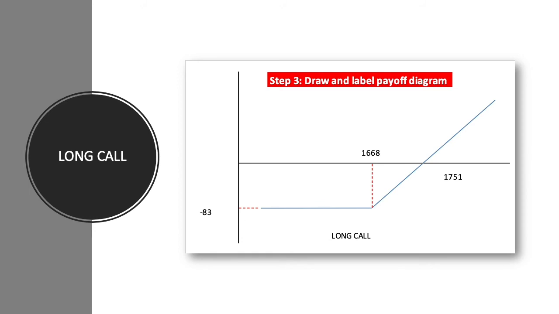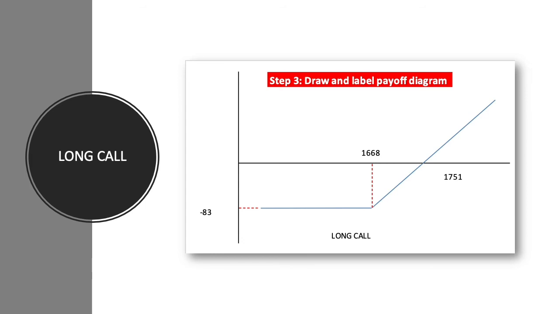For long call, this is the shape of the diagram. And then you need to label your exercise price and your break-even price. So exercise price you put at the point where your payoff line changes direction. So the exercise price is 1668. And then you put the premium, the break-even price where the payoff line intersects with the market price line. Then you put the value 1751 based on your previous calculation.